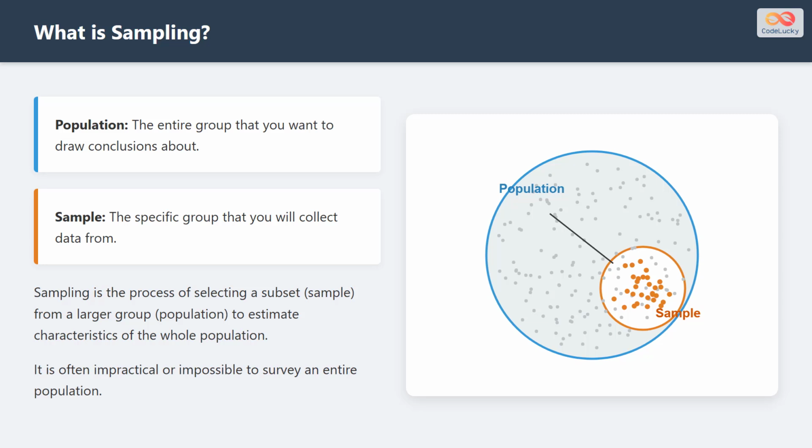First, let's understand the core concept. The population is the entire group you want to study, which is often too large to survey completely. The sample is the smaller, manageable subset that you actually collect data from. Sampling is the bridge that allows us to estimate facts about the whole population by just looking at the sample.